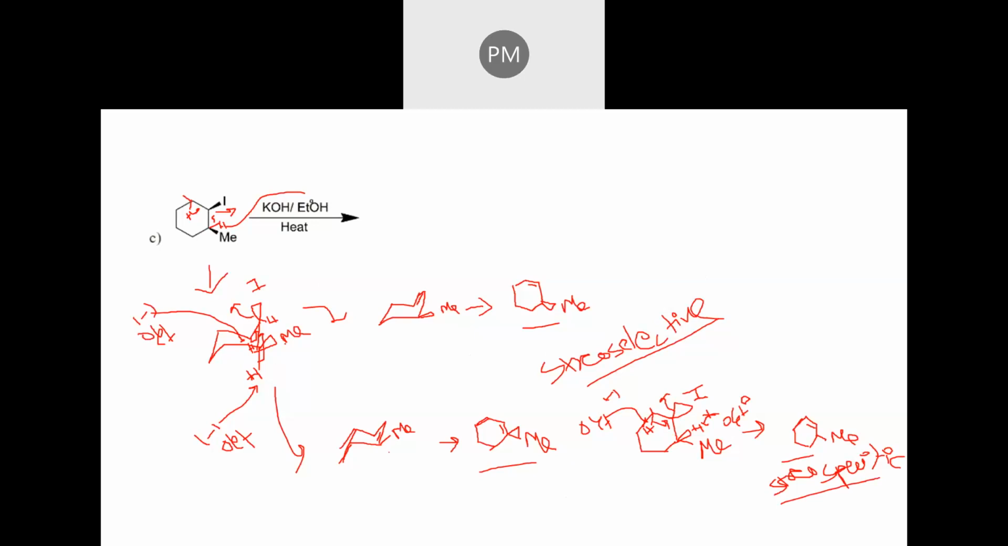So only the position of the methyl will decide our product. In one case we are getting two products, and in one case we are getting a single product.